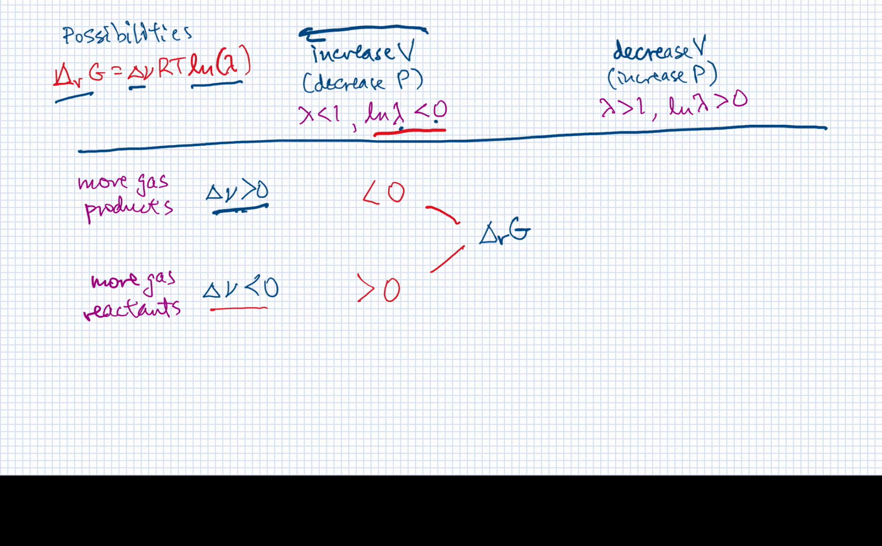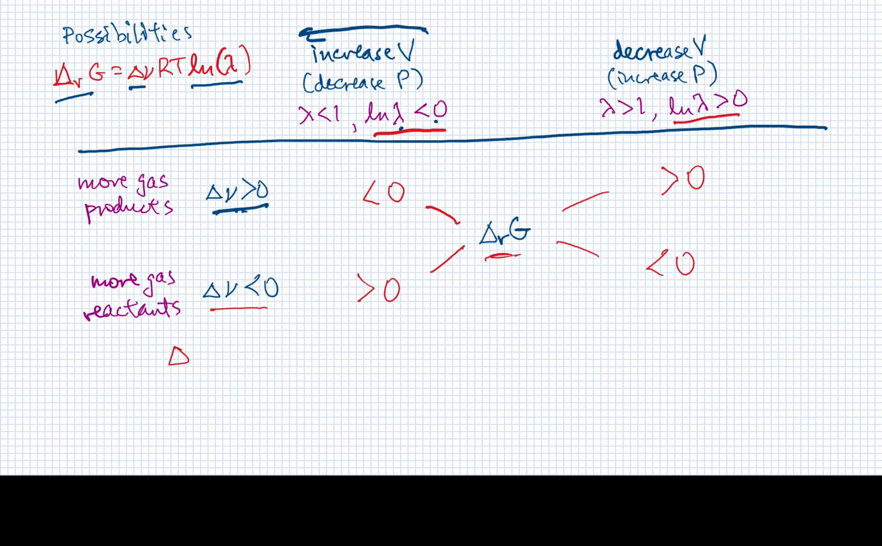Similarly, if I decrease the volume and increase the pressure, that means log of lambda is greater than 0. And if I combine that with a delta nu that's greater than 0, then this will also be greater than 0. And finally, the last combination is if log of lambda is greater than 0 and delta nu is less than 0, then this must lead to a negative combination. All right, so we need these 4 outcomes for delta G.